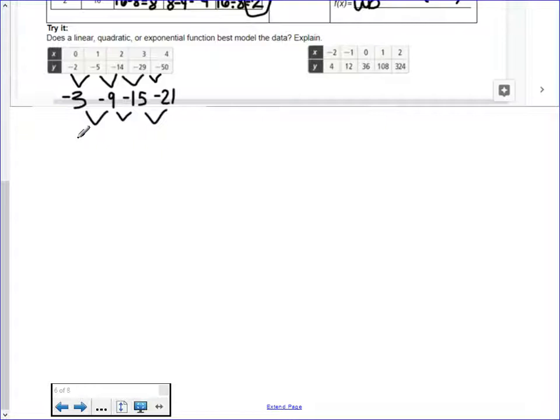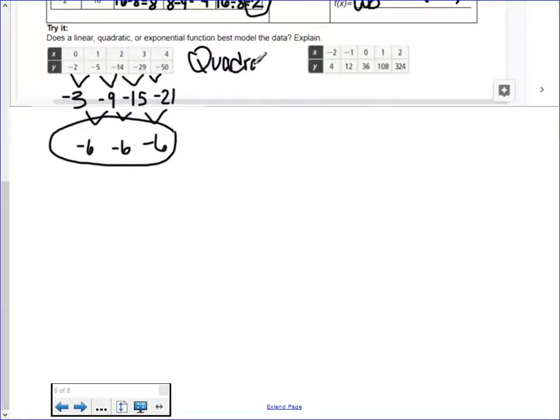So what is -9 minus -3? -6. -15 minus -9. -21 minus -5. Okay, so now you see that we're getting the same number every time. That means that this is quadratic. If we didn't get the same number, we would keep going and we'd divide our y values and see what happens there. But since we got the same number, you can stop and you know it's quadratic, because that's the second difference.